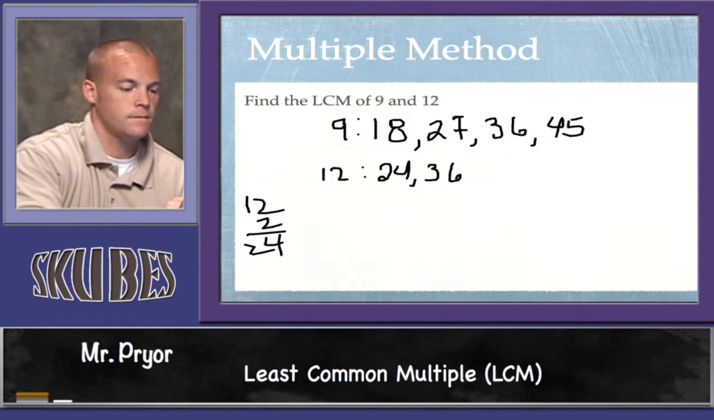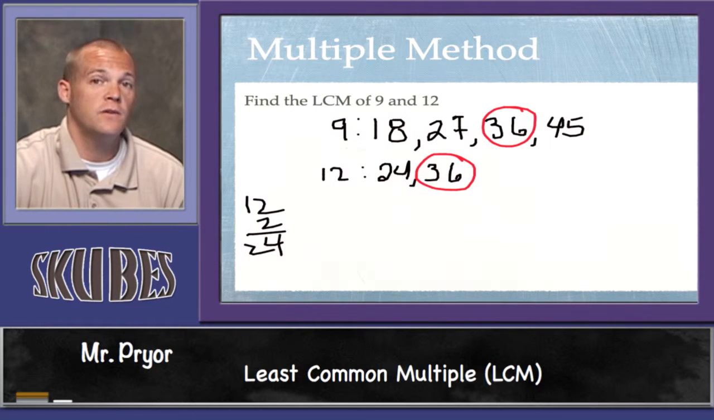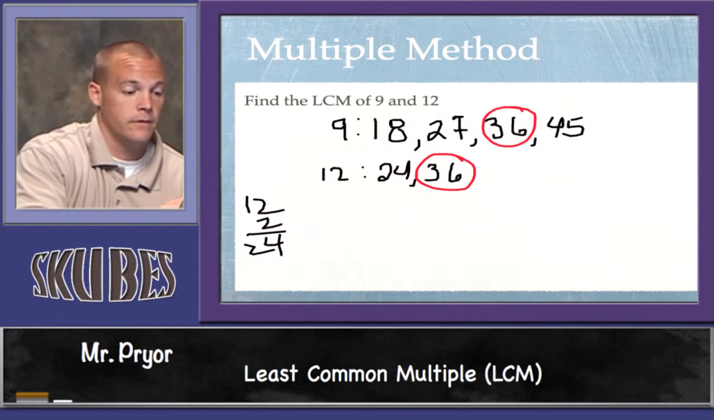So we can see then, we can go ahead and stop. We have 36 on top, 36 on the bottom. That is the first value you come to that they have in common. That's your answer, 36.